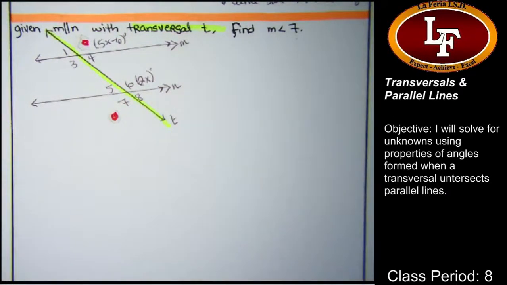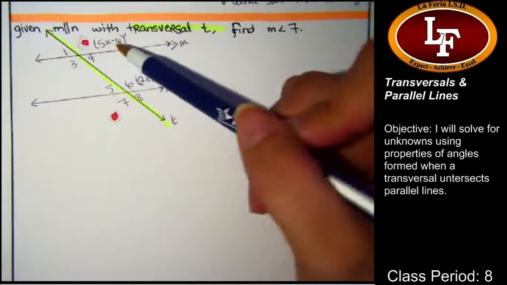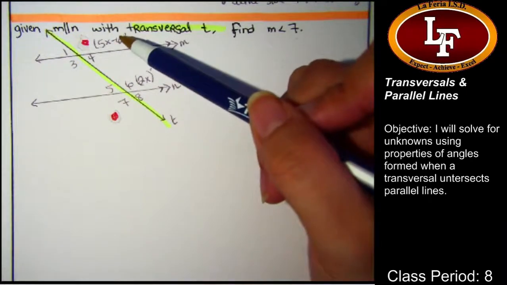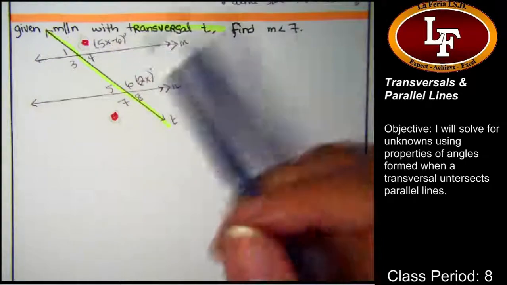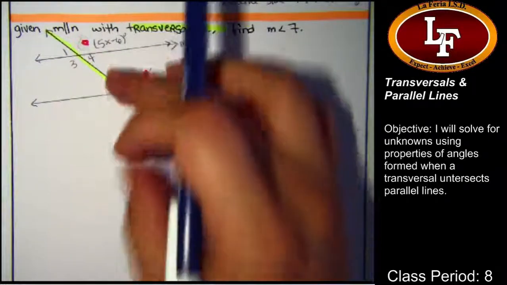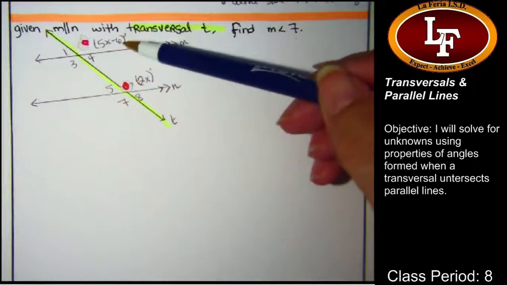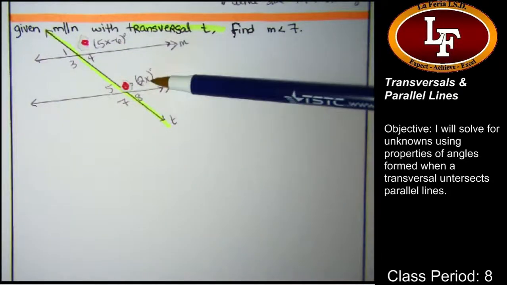That's great, but I still don't know what that angle is, because I don't know what x is. So we have to make another problem? Nope. What's the relationship between this one and this one? They're both up there. They're both obtuse.